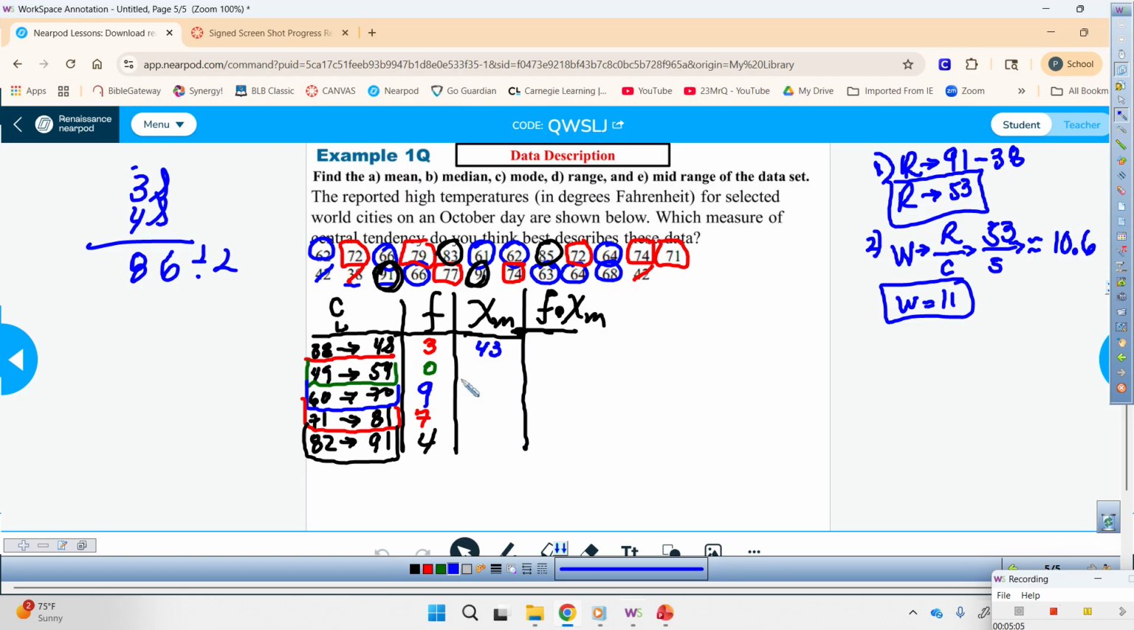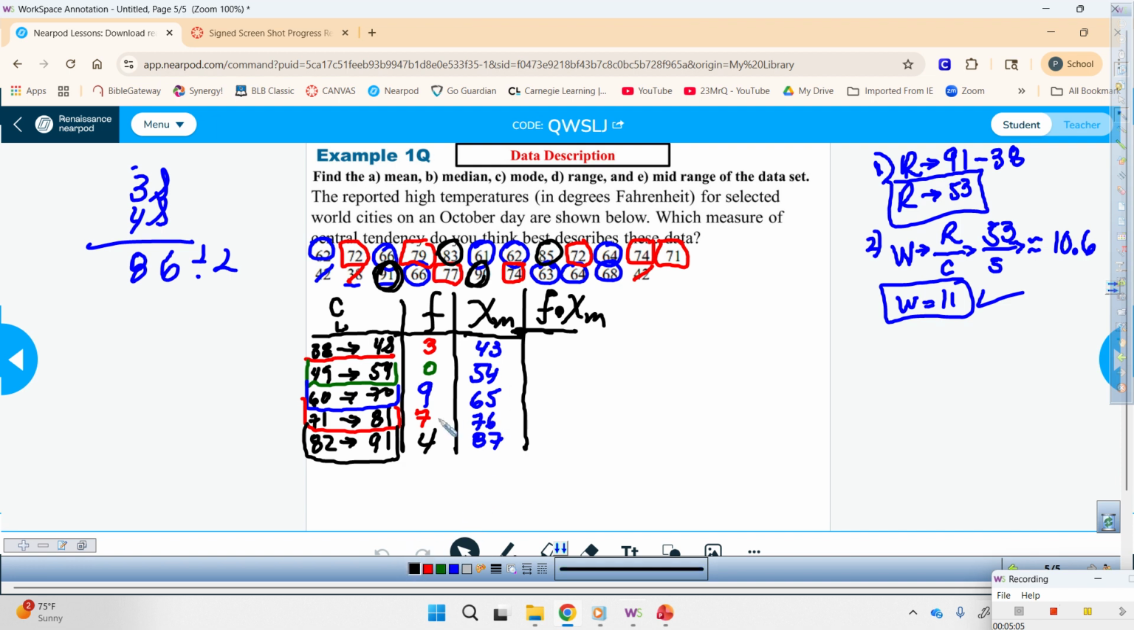49 to 59, midpoint for that? What is it? 54. The next one, 65. The next one, 76. The next one. The width is 11, guys. Oh yeah, I do all that computation really fast.